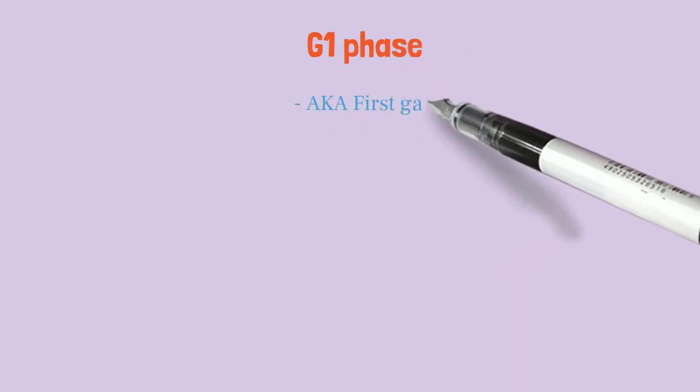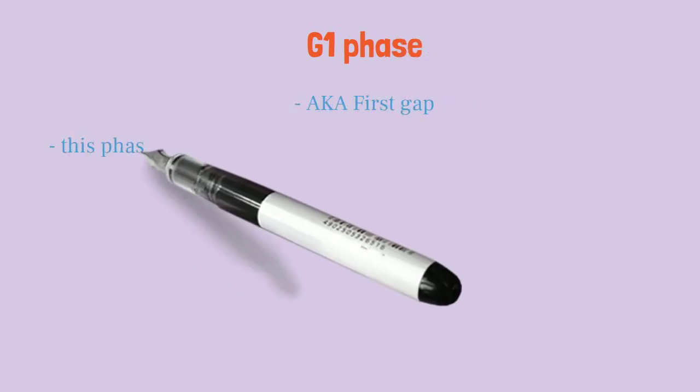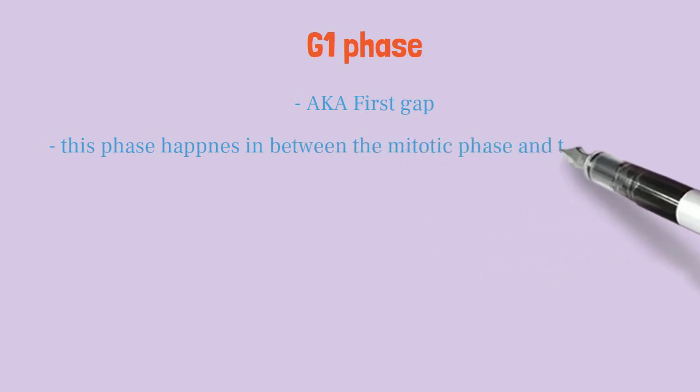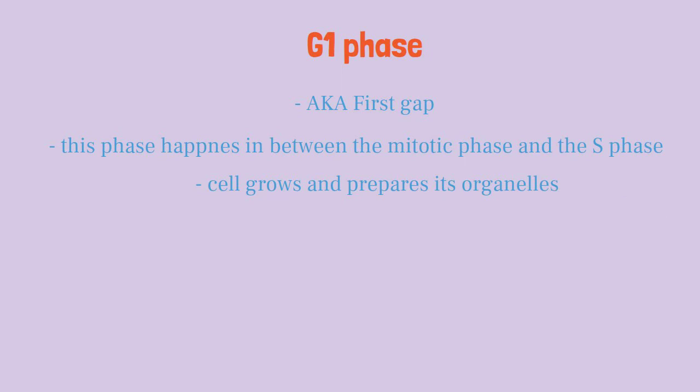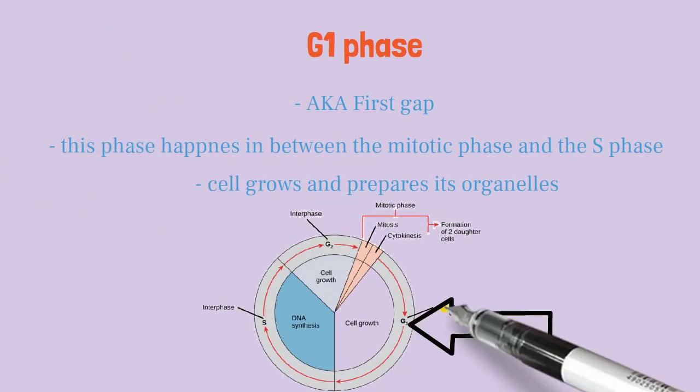It's also known as the first gap. This phase happens between the mitotic phase and the S phase. In this phase, the cell grows and prepares its organelles. So we see in this picture that over here where the arrow is, that is G1.